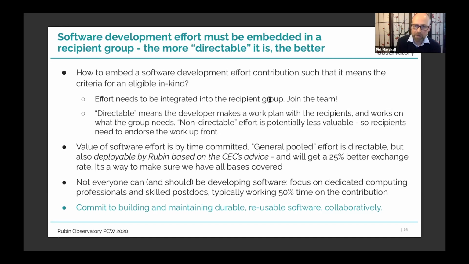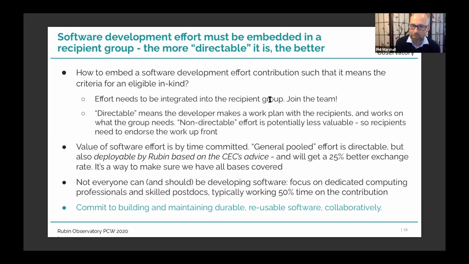Now, directable effort, I said, was higher value. Even higher value is what we're calling general pooled effort. That's where you say, hey, we have a team of software developers. We don't mind what they work on. Can you find something useful for them to do? And the answer is going to be yes. It could be in a science collaboration, could be in a Rubin Observatory team. And it's actually quite helpful for us to have a pool of those software developers throughout the survey. So if you're in a position to offer that, and not everyone is because of funding constraints, but if you are, you can get a better exchange rate and it's something of high value. It's a way that we can try and make sure that we have all of our bases covered for making LSST science go well.